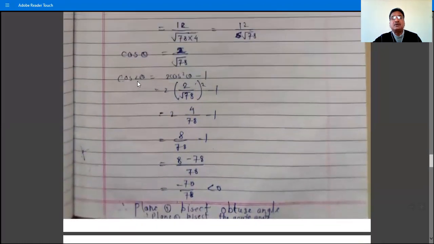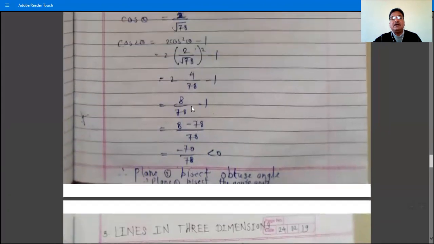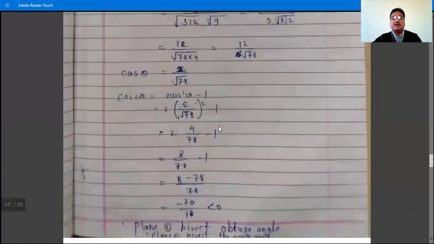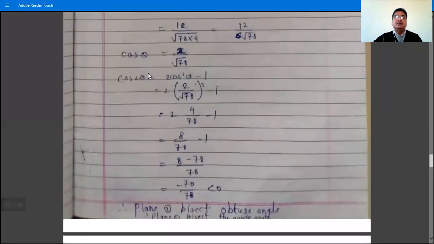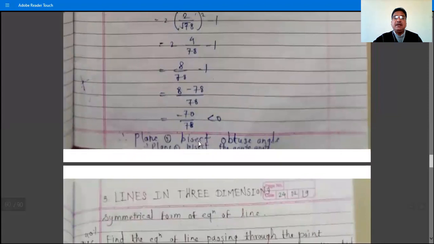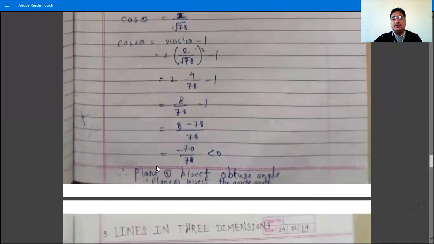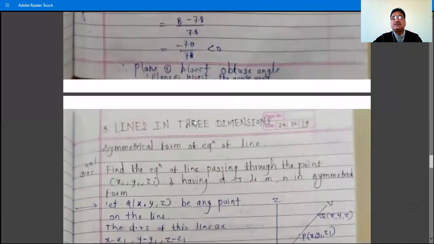And therefore, because cos 180 is minus 1, this angle 2 theta is an obtuse angle, and therefore plane 1 bisects the obtuse angle. If the value of cos 2 theta is greater than 0, then we say plane 1 bisects the acute angle. And if cos 2 theta is less than 0, then we say plane 1 bisects the obtuse angle. So plane 2 bisects the acute angle.